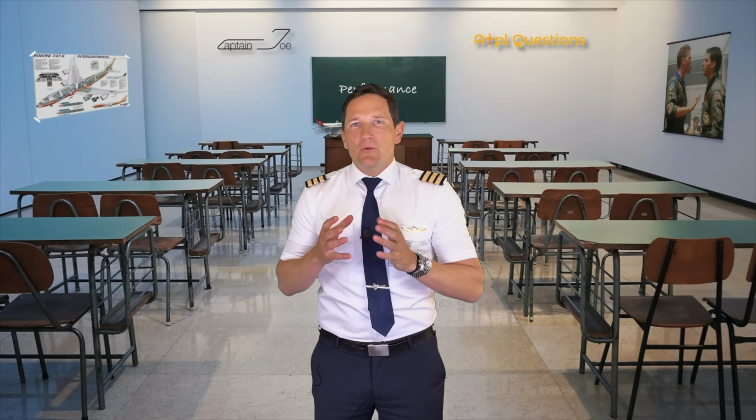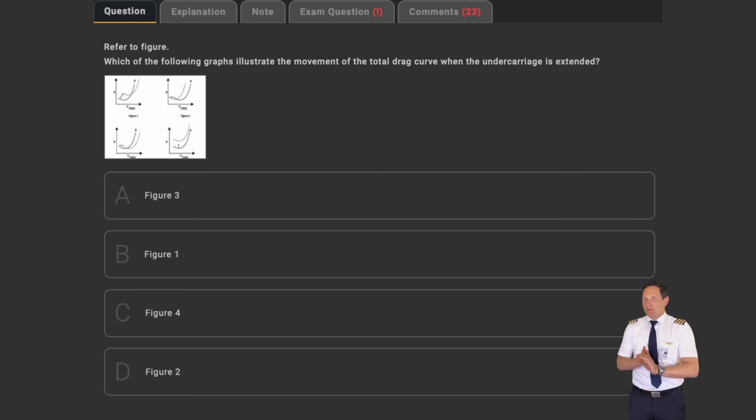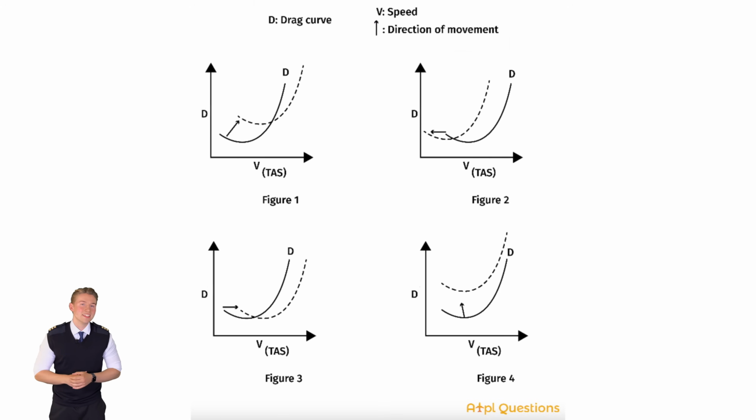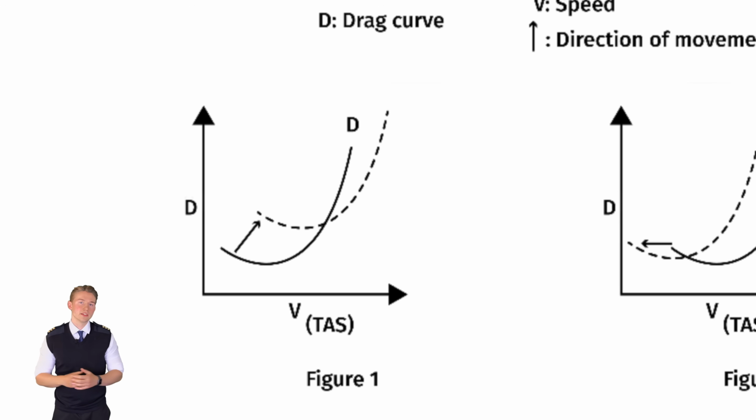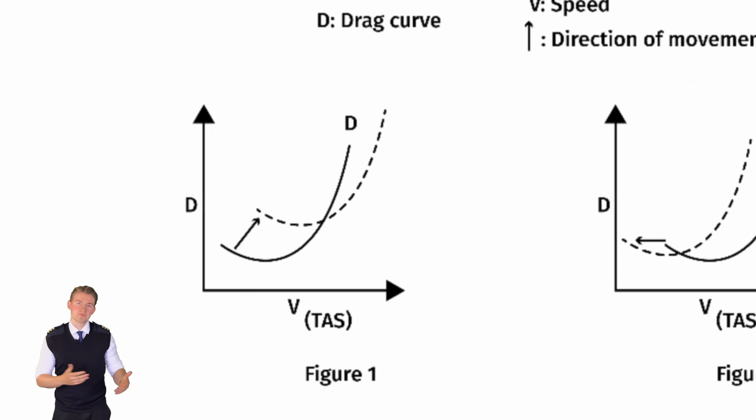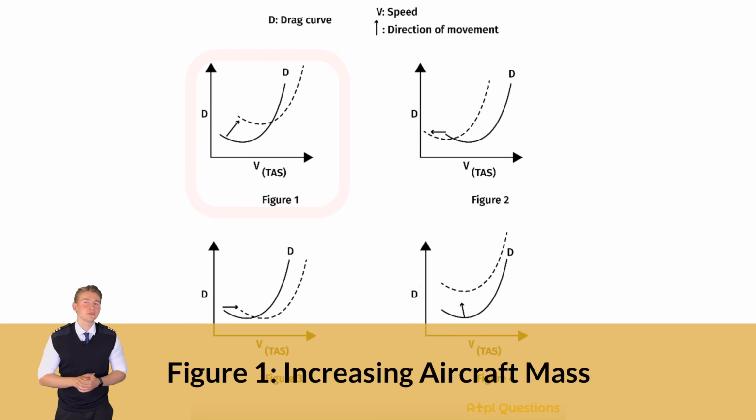All right, let's start with the first performance question. We will approach by ruling out the wrong figures to find the correct one. Fabian, do you want to go with the first one? Thanks, Joe. To clarify, the dashed line represents the drag versus speed curve after the gear is extended compared to the previous configuration represented by the solid line. Now, just by looking at the first figure, you can tell it makes no sense. Do you see the little arrow pointing forwards, which is basically saying that once the gear is extended, the speed increases? Makes no sense. So we can rule out figure 1.